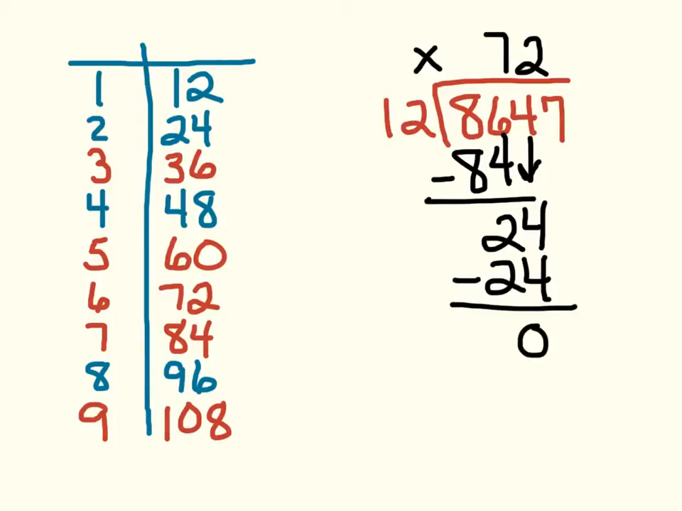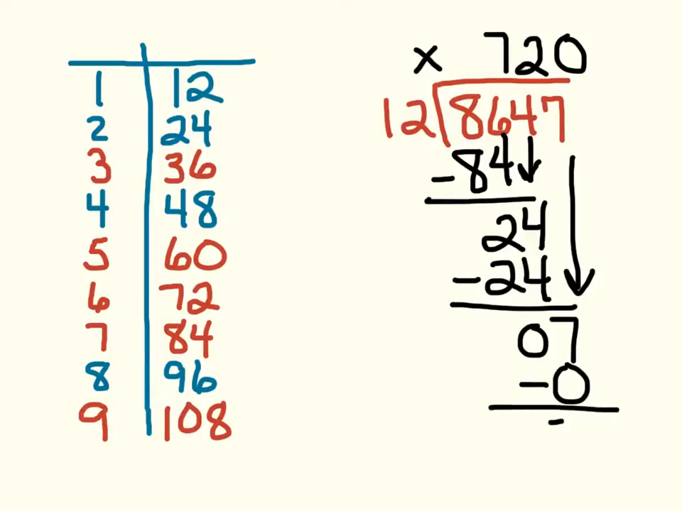I subtract, leaving 0. I bring down the 7, and I look back on my doubles table again, looking for the number that's closest to 7 without going over. And I see that even 12 is greater than 7, so it must be 0. So 12 times 0 is 0. I subtract that from 7, gives me a remainder of 7. So that's how I use my doubles table in order to solve this long division problem.